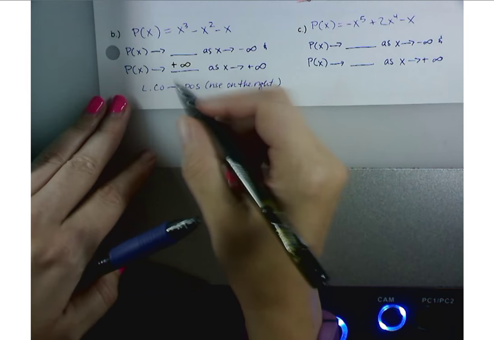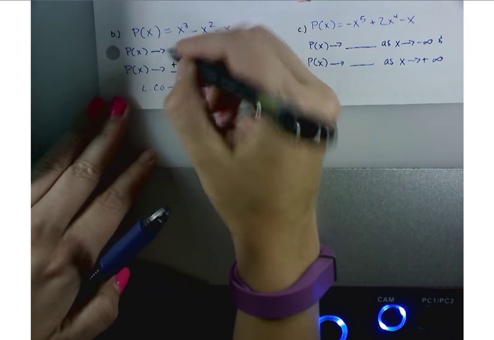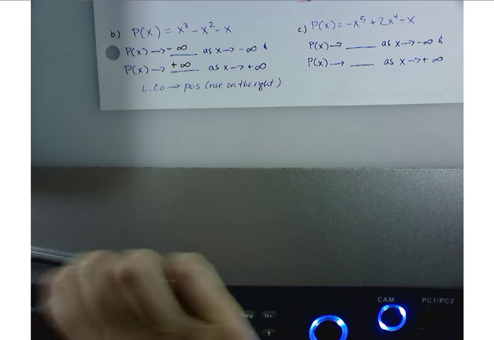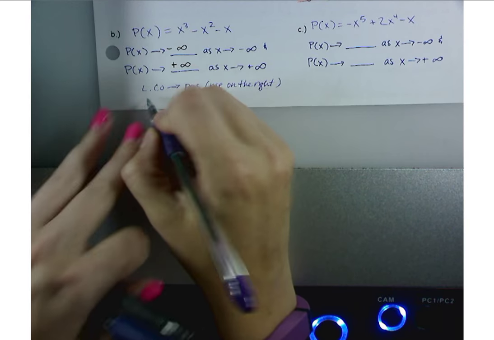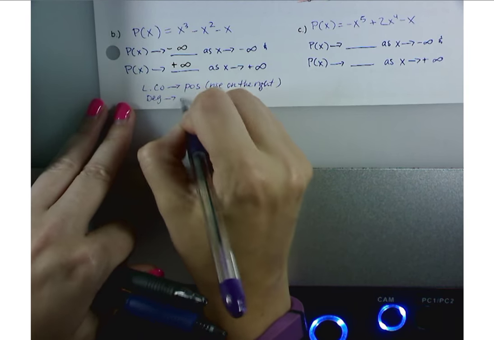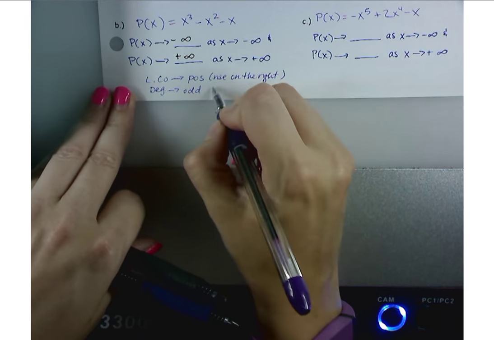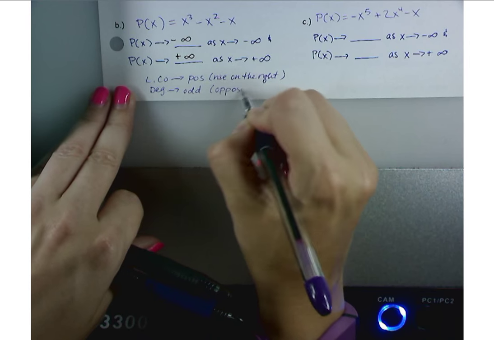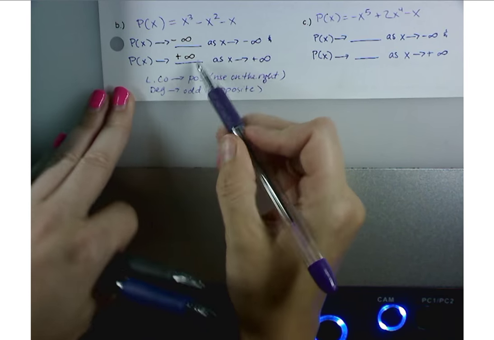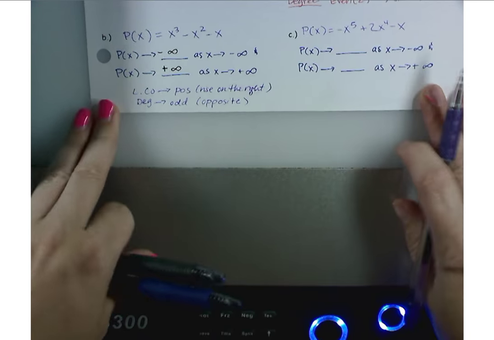And then, Nick, how do you know that it falls on the left? Weighting, or, degree is odd. Yep, and what does that mean? It has to go in two separate directions. Yep, so if the degree is odd, it's going to go in opposite directions. So if I'm going up on the right, I have to go down on the left.